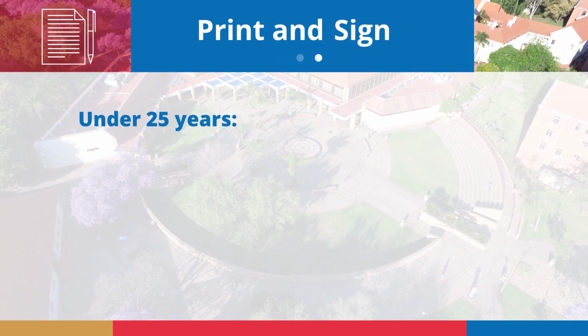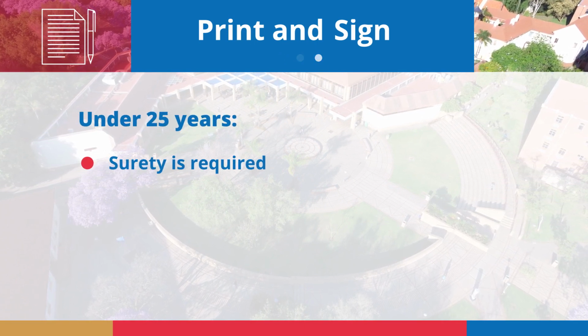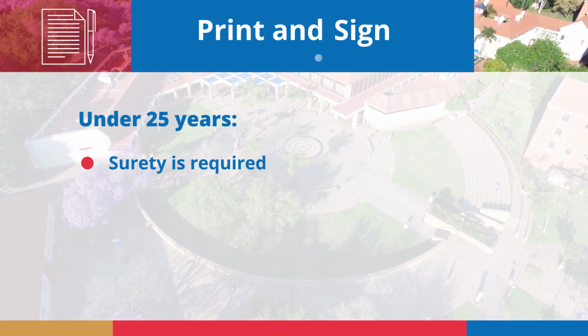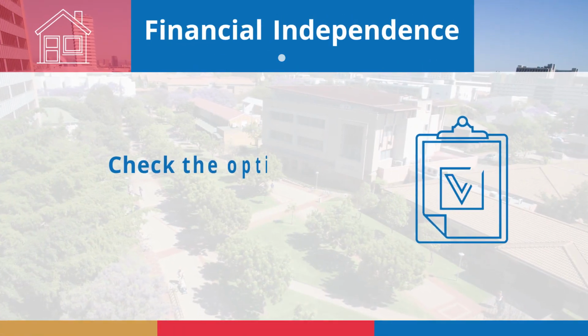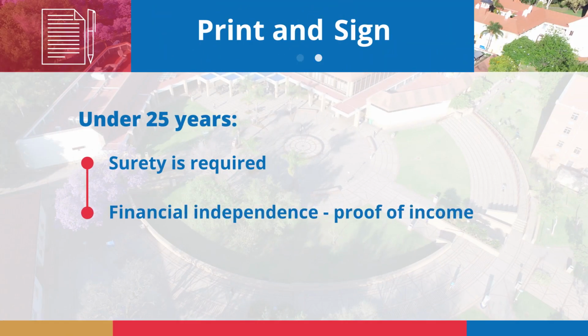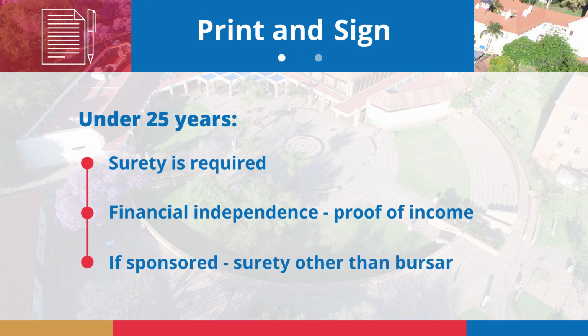If you are under the age of 25 years, an undertaking by a surety is required. The surety may be the same person as the parent or guardian of the student. If you are financially independent, you need to check the Financially Independent checkbox. You must furnish proof of sufficient income to settle due and payable fees. If sponsored by a bursar, an undertaking by a surety other than the bursar is still required.